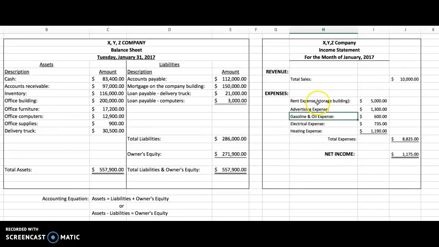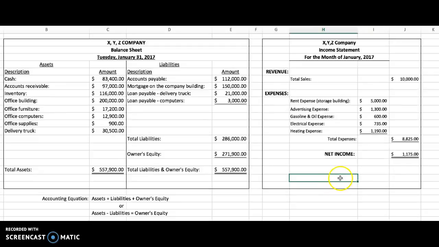On the income statement, then, we have just a few expenses. They add up to $8,825. And when you subtract total expenses from total revenue, in this case sales, you get a figure of $1,175. So that's the picture of the XYZ company at this point. Later on, we'll talk about interpreting statements and giving advice to the owners as far as what this means.